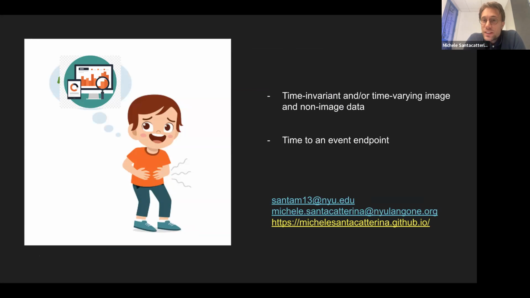Of course, we are hungry for data. The architecture works really well, and we have many ideas on how to extend this. So if any of you have time invariant and or time varying image and non-image data, and you have a time to event endpoint, please feel free to contact me. Any of my emails here, the EDU one or Langone one, or just visit my website and contact me through that, because we'd be more than happy to collaborate with new people. The technology is agnostic to disease, so it can be applied to any type of endpoints and any type of data. And with that, thank you.